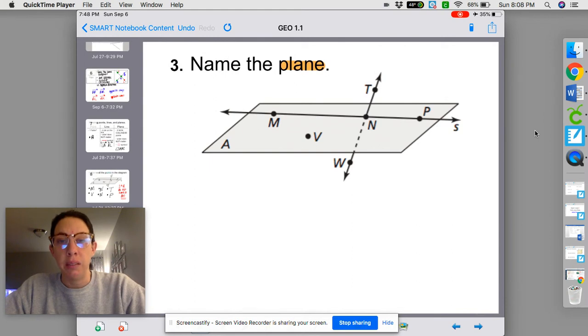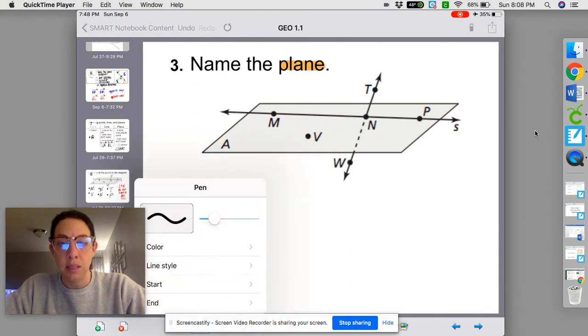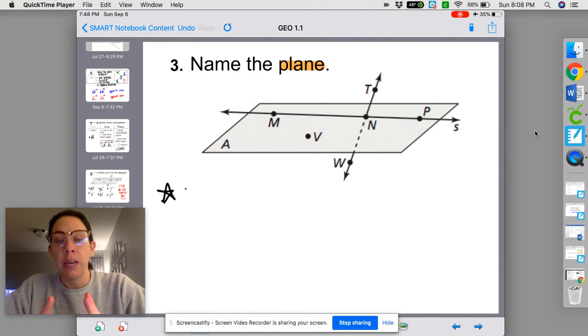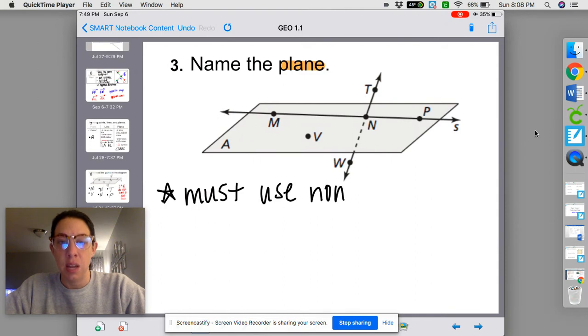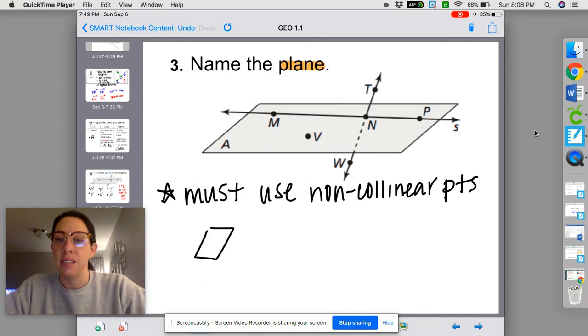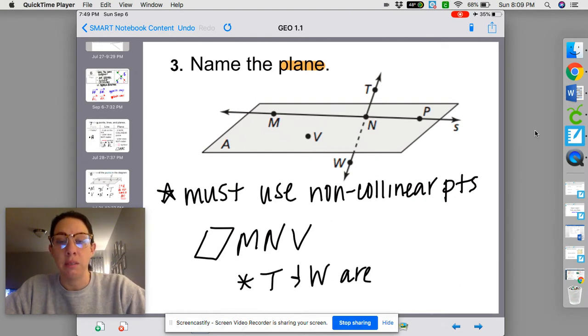And then to name the plane, you have to use 3 points. Now, the key is that they all can't be on the same line. So we could not use M, N, and P in this case because M, N, and P are all on the same line. So we have to make sure at least one of the 3 is a non-collinear point. So in this case, MNV would work. MPV. Notice you don't want to use T or W because T and W are not on the plane. So again, make sure they're on the plane, and then make sure one of them is not collinear with the other 2.